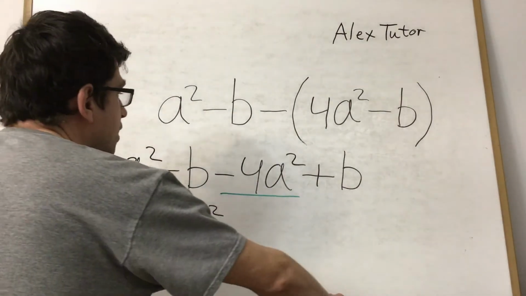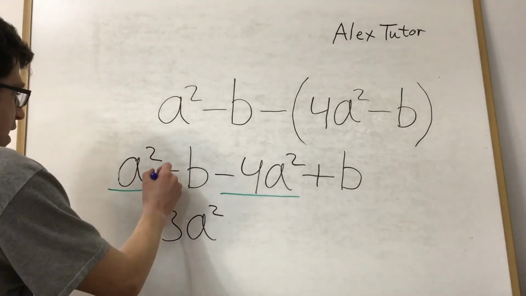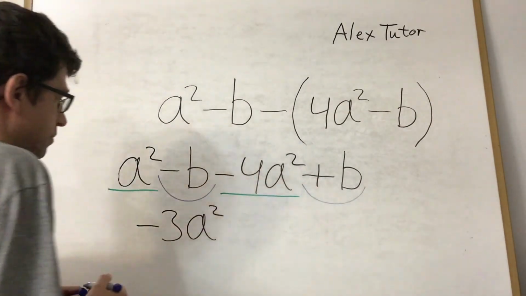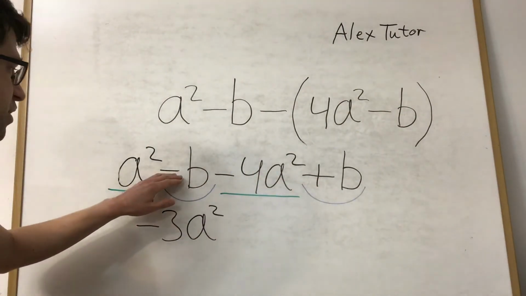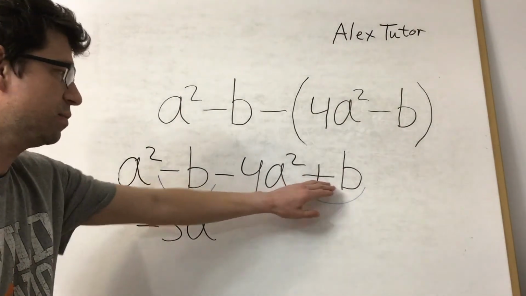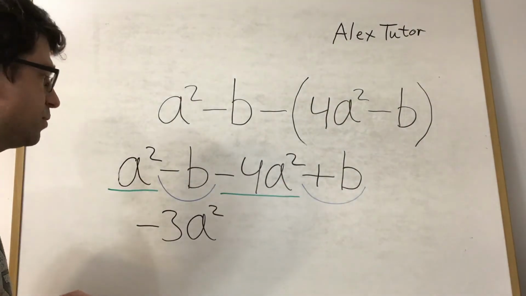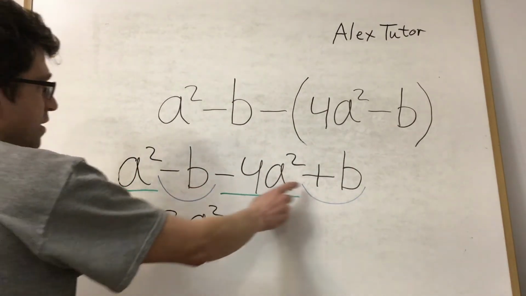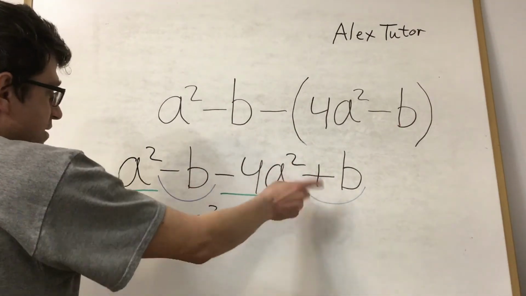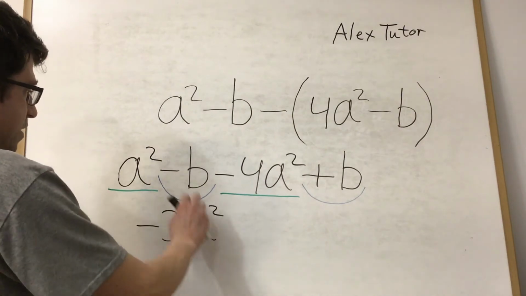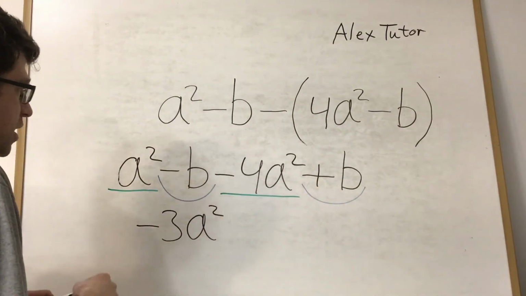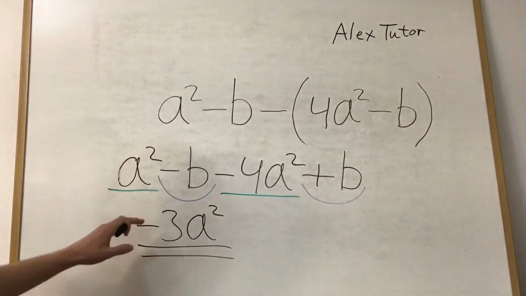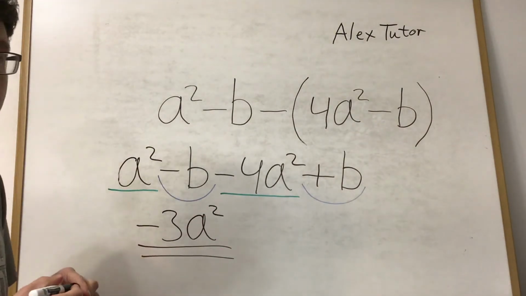Now I have another like terms. I have minus b and plus b. How much is minus 1 plus 1? It's 0. So because this b is negative and this b is positive, they cancel each other, because negative 1 plus 1 is 0. So here is the final answer. It's just negative 3a to the power of 2.